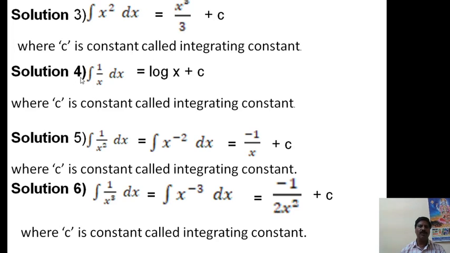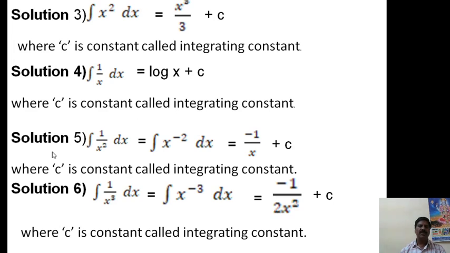Then the solution for the fourth, the integration of 1 by x dx. We can simply say that the differentiation of log x is 1 by x, therefore the integration of 1 by x is log x. So the integration of 1 by x dx is equal to log of x plus c, where c is the constant called the integrating constant.